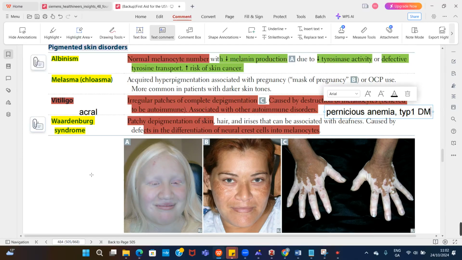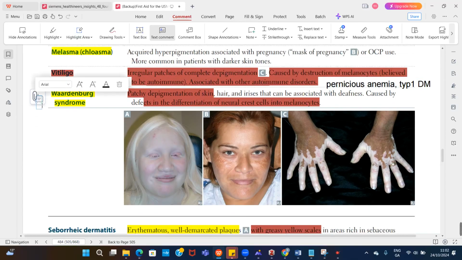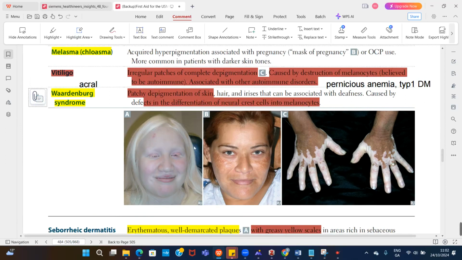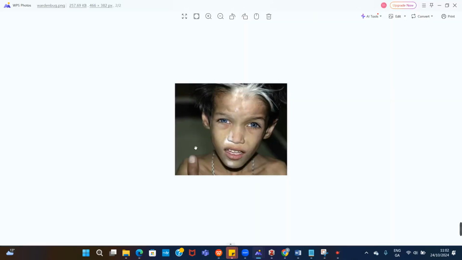The next is Waardenburg syndrome. And this is what they look like. So people with Waardenburg syndrome, we don't have an image here, unfortunately, but I have one for us. This is what they look like. And we can see an area of depigmentation of the hair right here. That is what you call poliosis. So you just have this patchy depigmentation of the hair. Poliosis.